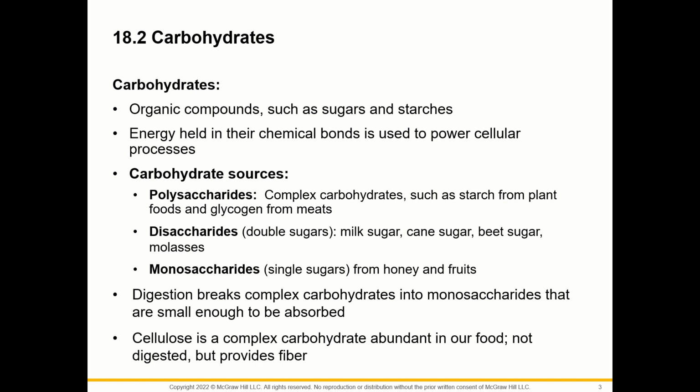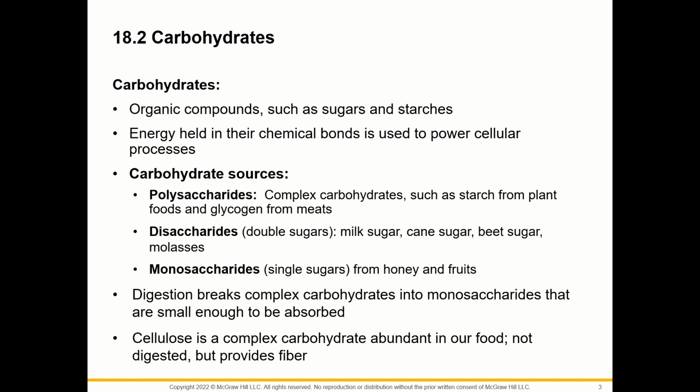There are polysaccharides, disaccharides, and monosaccharides. Polysaccharides are complex carbohydrates such as starch from plant foods and glycogen from meat. Disaccharides are double sugars, di for two, and saccharin is sugar. The disaccharides include milk sugar, cane sugar, beet sugar, and molasses. The monosaccharides, mono for one, and again saccharin is sugar. Monosaccharides are single sugars, and they are from honey and fruits. That's why those taste so sweet.